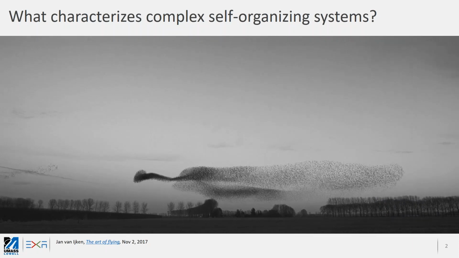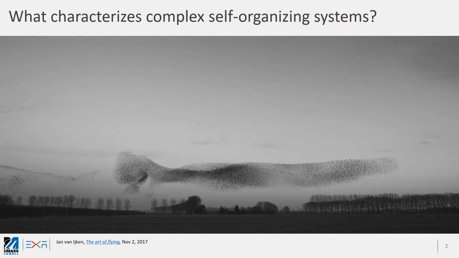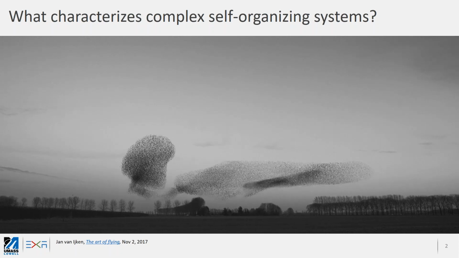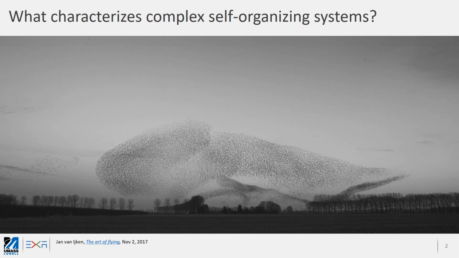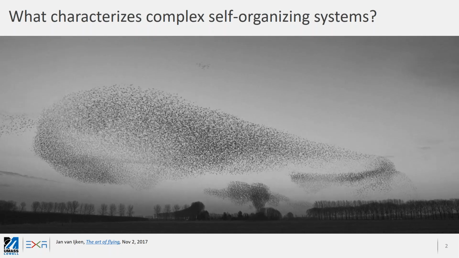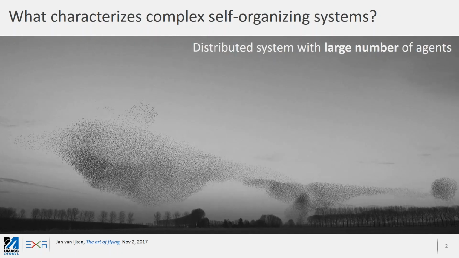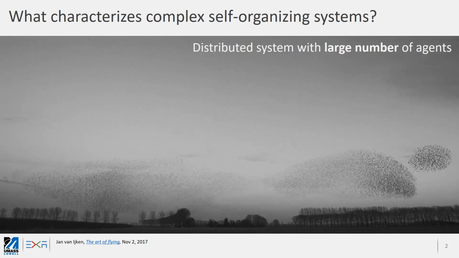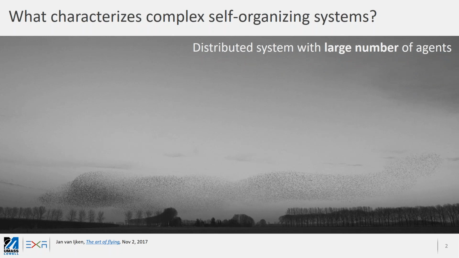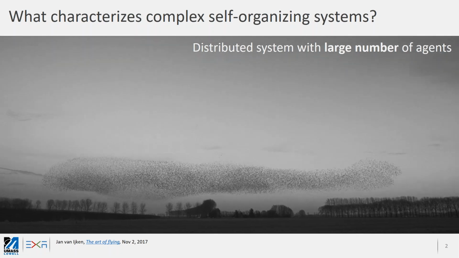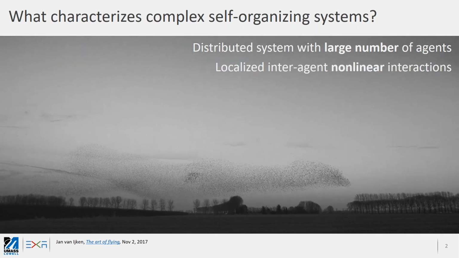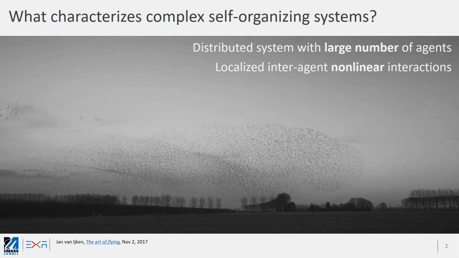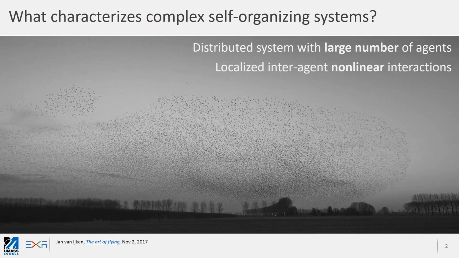So over here, we have a video of a flock of birds. And we can clearly see that this is an example of a complex system, a complex self-organizing system. And one of the things that we see immediately is that it's a distributed system with a really large number of agents. There are maybe tens of thousands of birds flying around here in a flock. Another thing that we maybe do not explicitly notice is that it has localized interagent nonlinear interactions. So the birds are interacting with one another, but they are nonlinear in nature.